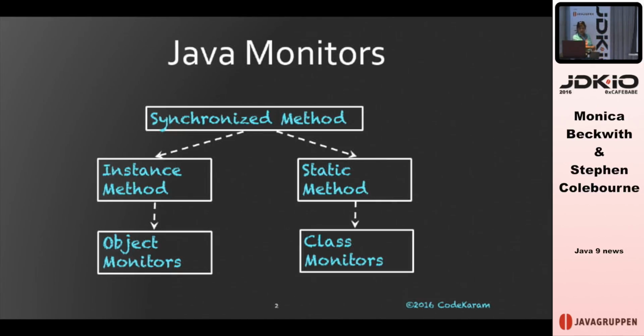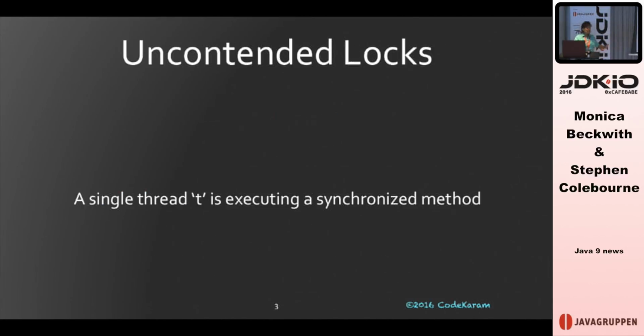Okay. So we have a synchronized method, right? It will automatically perform a locking action whenever it's invoked. Now, if the method is an instance method, then the monitor will be an object monitor. But if you have a static method, then it will be a class monitor, right? Just this basic knowledge is what is important in case you want to benchmark what I'm going to talk about, the contended locking stuff, okay?